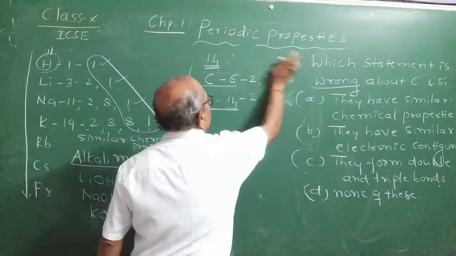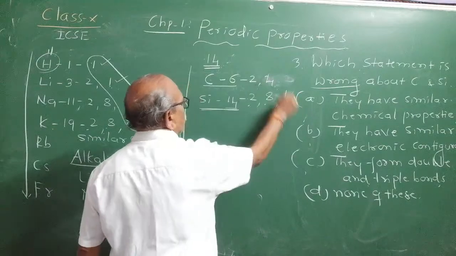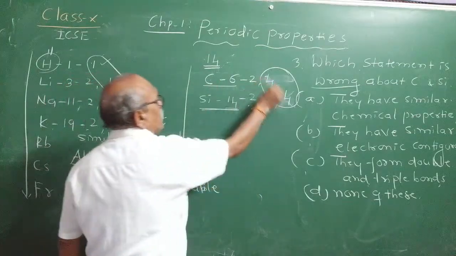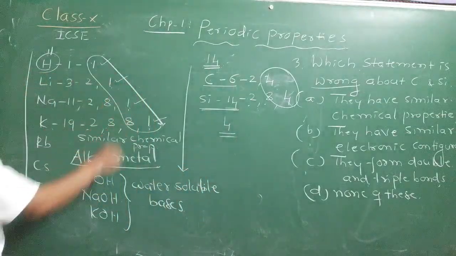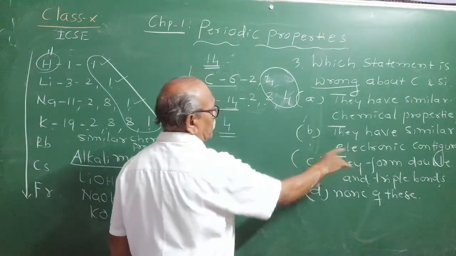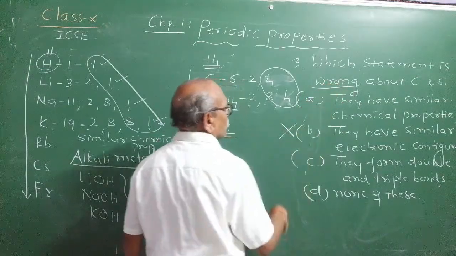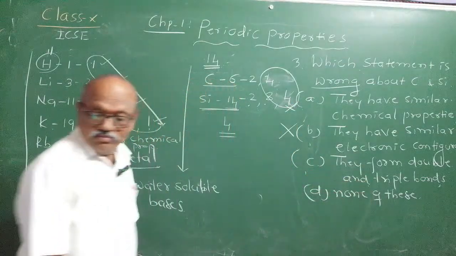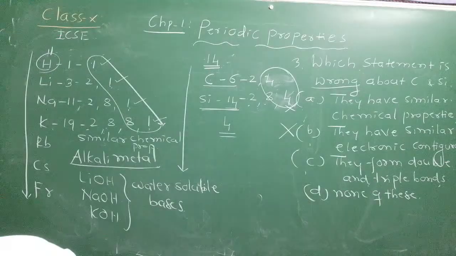What is the outermost shell? Carbon 2, 4, and silicon is also 4. How many electrons do they contain in the outermost shell? The same number of electrons. In group 14, all of them will contain 4 outermost electrons only, like alkali metals contain 1 only. Therefore, they have similar chemical properties. They have similar electronic configuration in the outermost shell. This is also not wrong. If it is right, then it is not the wrong statement. Next, they form double and triple bonds. What is your correct answer? D, none of these. None of these, Sridhar.